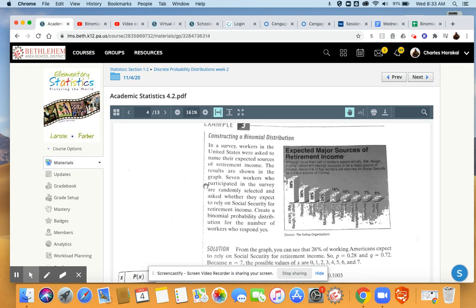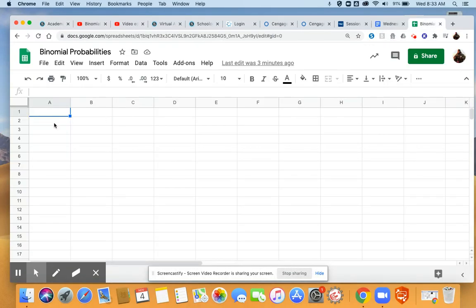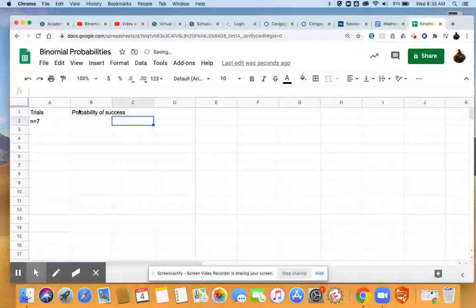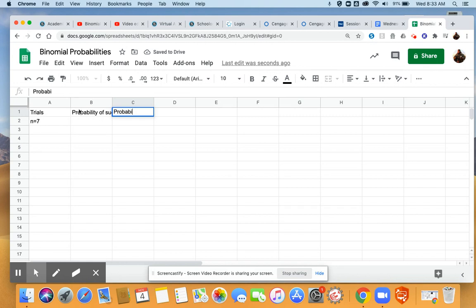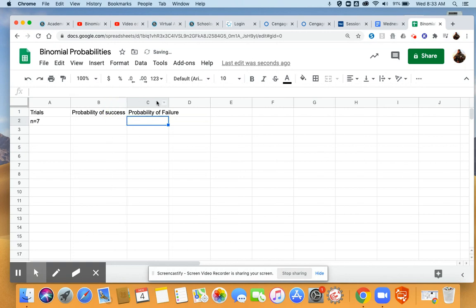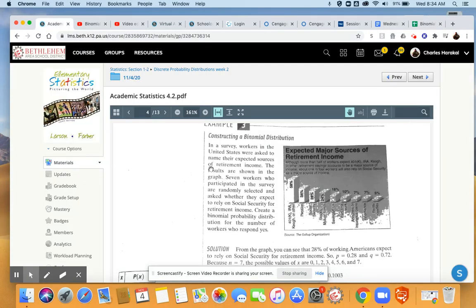The first one is 7 workers are being asked. So that indicates that we are going to have 7 trials. And we'll mark that in our Google Sheet, n equals 7. So there we go. So next we want to look for our other values here.